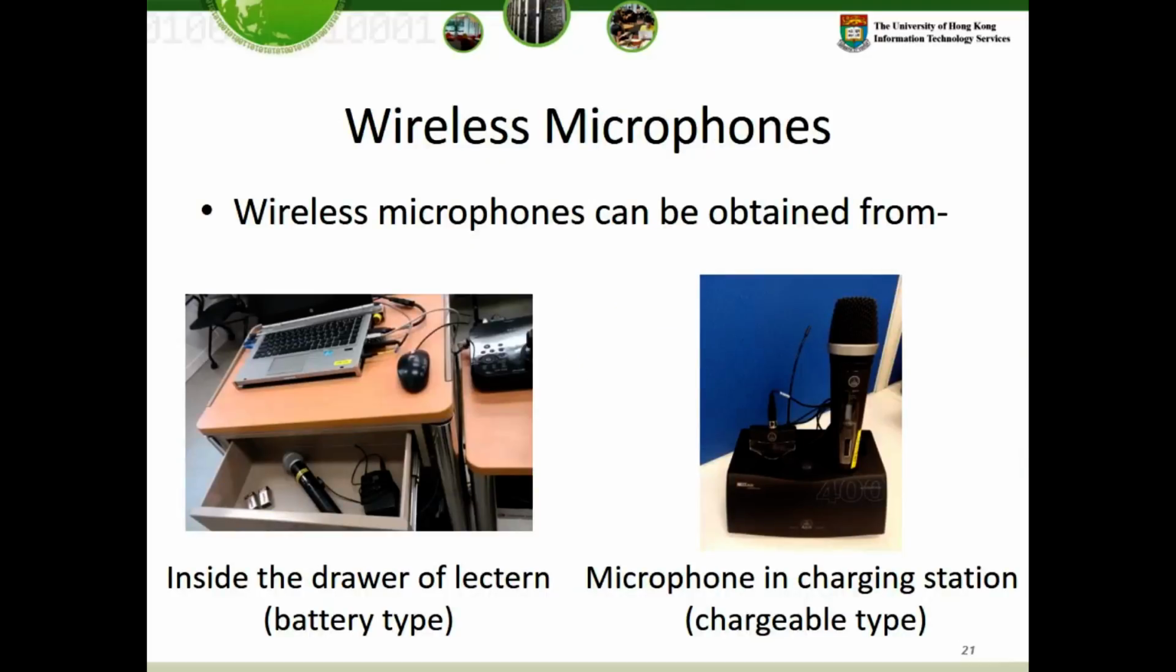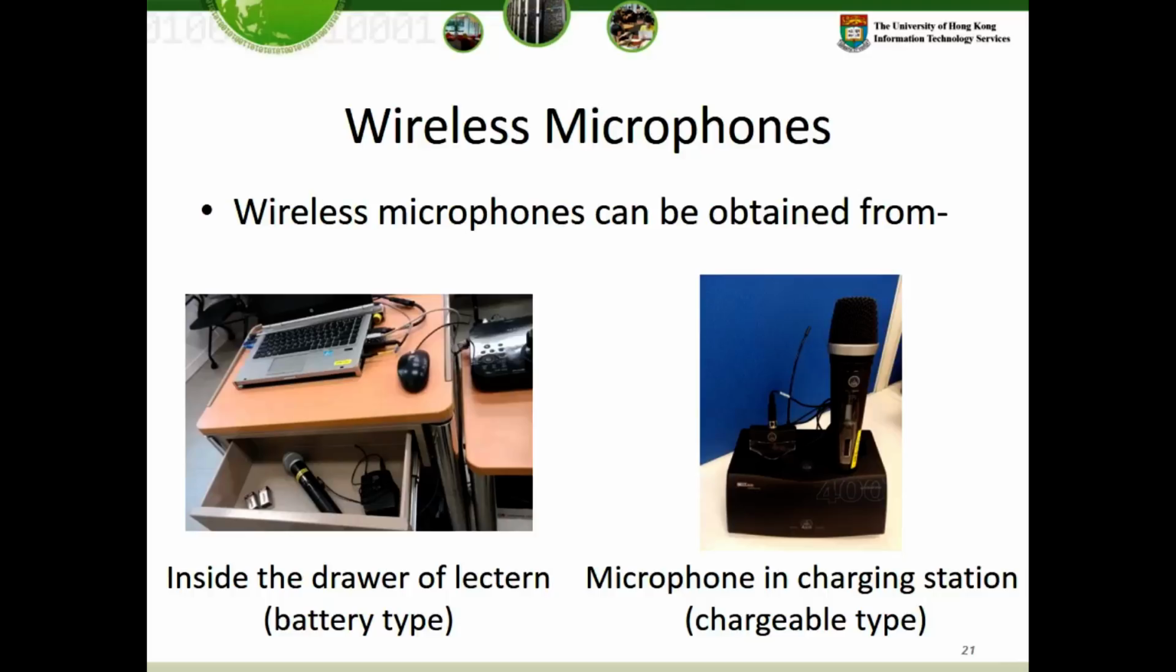For wireless microphones, we provide wireless microphones for our teachers. For large classrooms like lecture theaters, we provide handheld microphones and clip microphones for our teachers. But for small classrooms, normally we will only provide one type of microphone, and normally it is this kind of clip mic. And we have 2 types of microphones. One type is the battery type. You can always find a replacement battery inside the drawer of the lectern or on the table of the lectern.